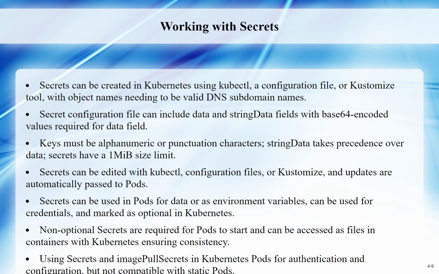Container image pull. Secrets can be configured to authenticate the kubelet to a private repository when pulling images. Image pull secrets are used for this purpose, passing a secret containing the registry password to the kubelet. These secrets can be manually specified or attached automatically to pods created with a specific service account. However, it is important to note that config maps or secrets cannot be used with static pods.